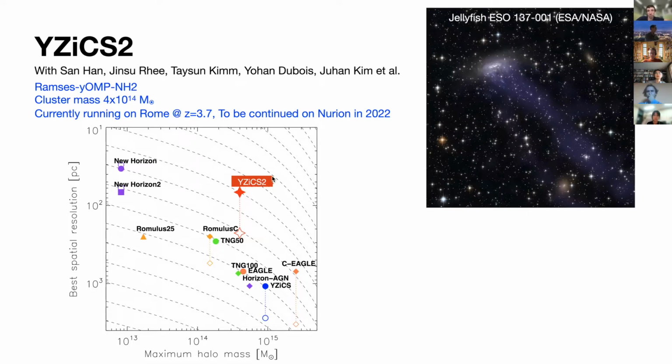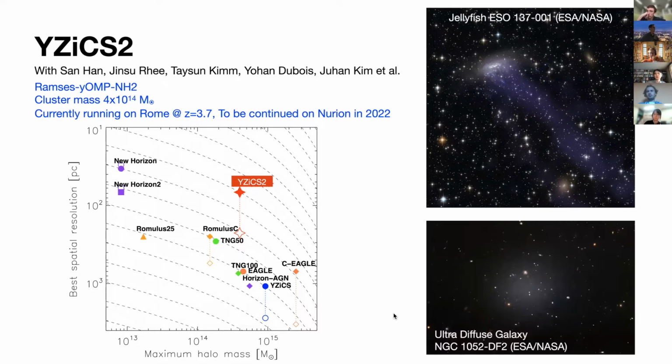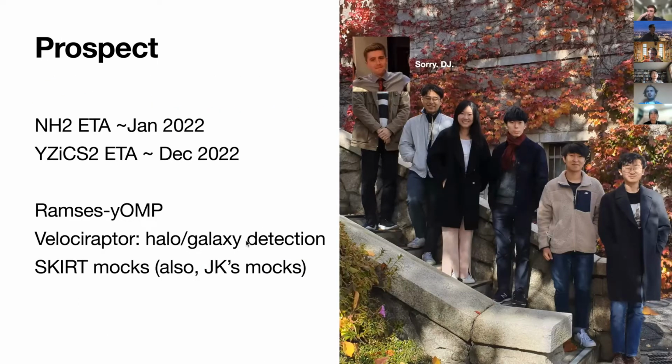And when we have this done, we will be able to study jellyfish galaxies and ultra diffuse galaxies, and so on. So the prospect is that the New Horizon 2 simulation is getting done now. It'll probably be done in the coming January.